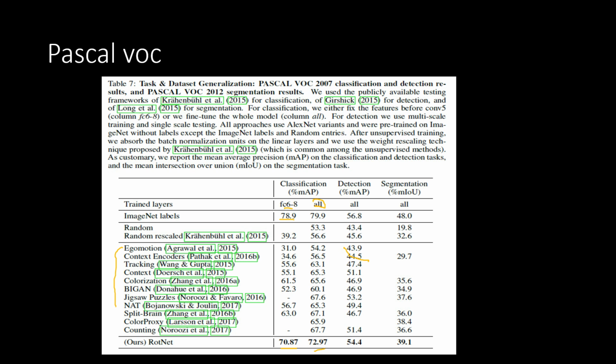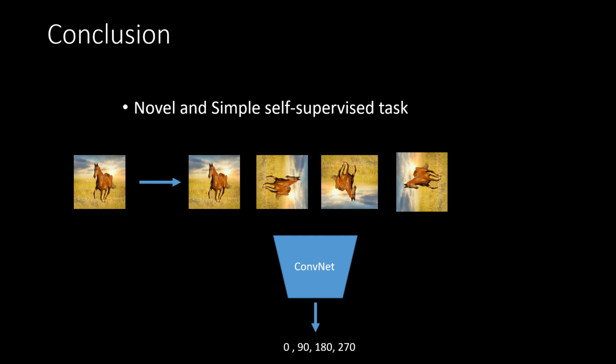And in detection, it is just 2% less than the supervised model. And at that time, this was the state of the art in 2018. In segmentation as well, it did better than other unsupervised methods, but not compared to supervised. But still, it is something that will give you a boost rather than doing random initialization. So yeah, this was the paper and these were the results that I discussed.